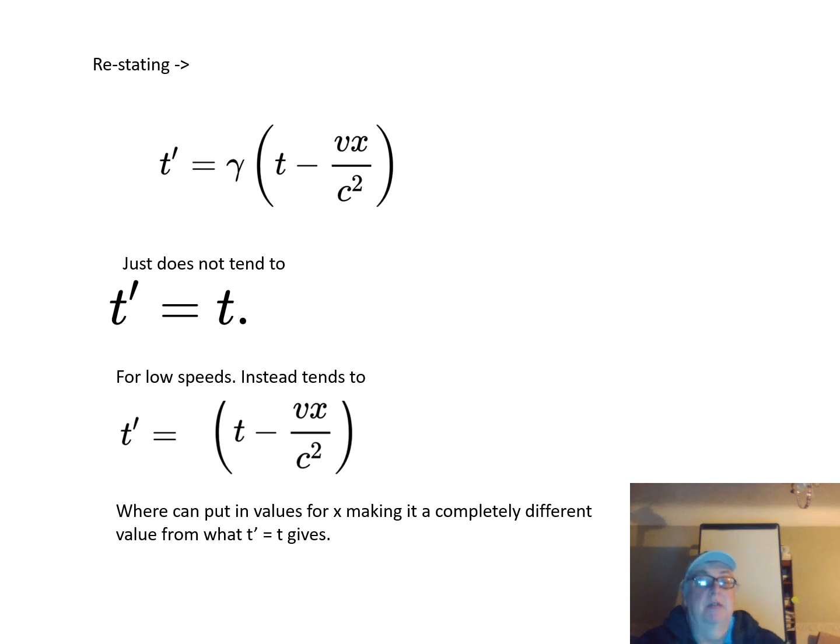So restating it, the equation from the Lorentz transformations of t prime is equal to gamma times t minus vx divided by c squared, just does not tend to the Galilean transformation equation of t prime is equal to t for low speeds. Instead, it tends to the equation t prime equals t minus vx divided by c squared.